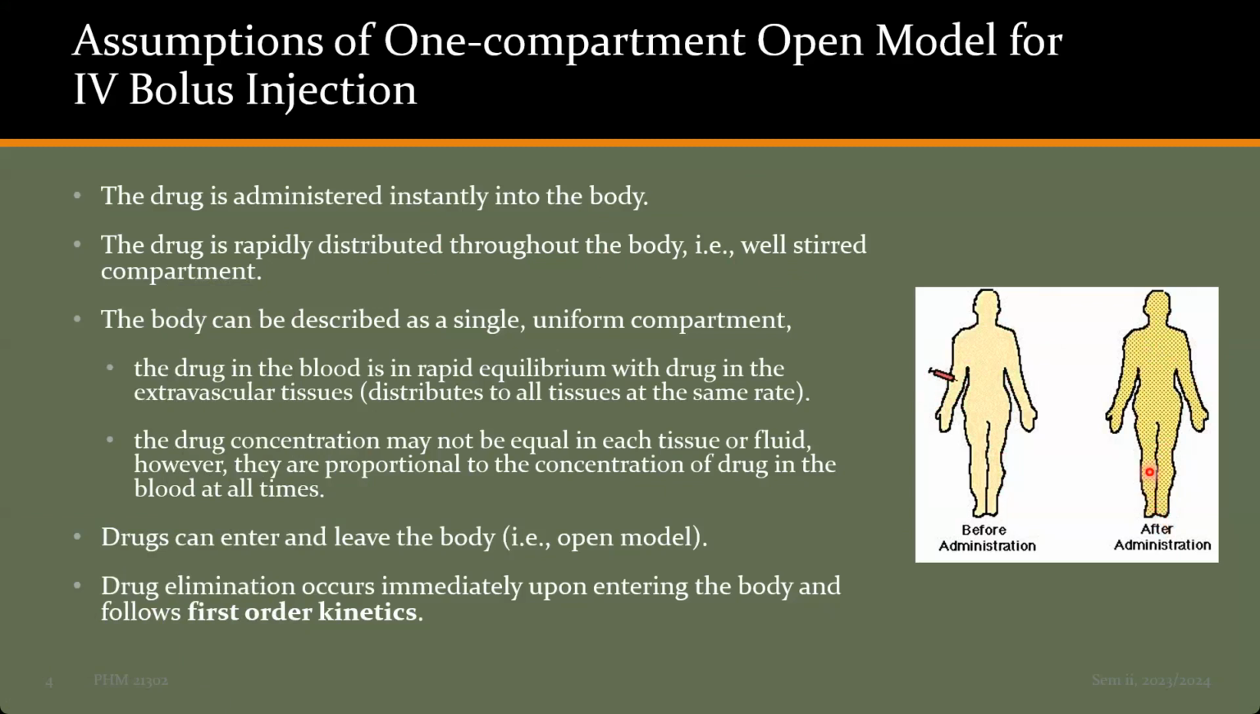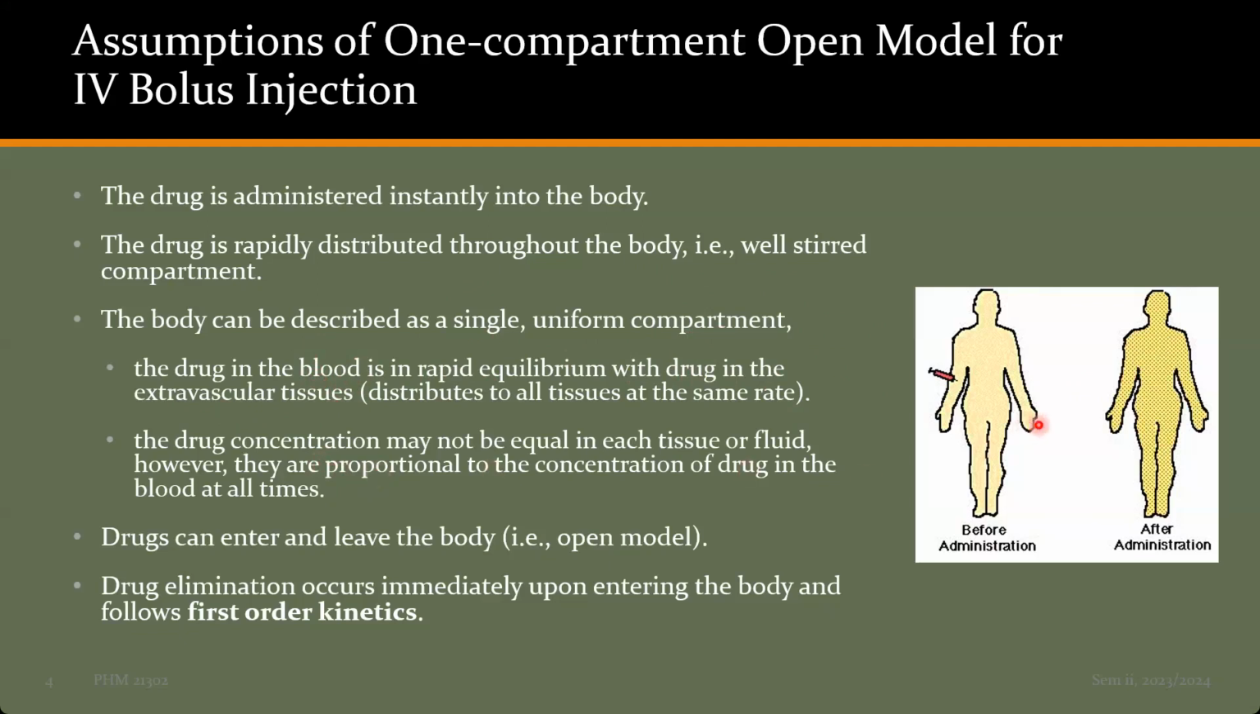We don't have different rates of distribution to different parts of the body. So we consider it as a single uniform compartment. Okay, so this means the drug is distributed quickly to the body, and the body behaves as a single uniform compartment. This means that there is rapid equilibrium between the drug in the tissues and the drug in the blood, where we introduce the drug by IV route, and then the drug in peripheral tissues.